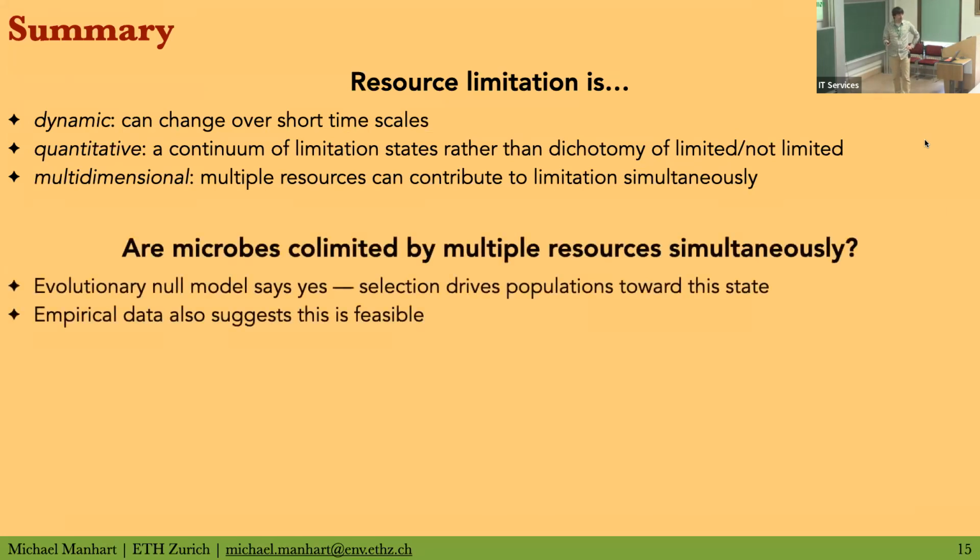So are microbes co-limited for multiple resources? I think what we've shown in this model is that our null expectation from evolution should be yes. There's other reasons that could change that, but our expectation from evolution should be yes because of selection driving populations towards this state of co-limitation. And even some of the data we have on this suggests that it is in fact feasible.